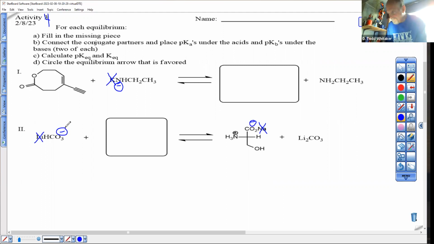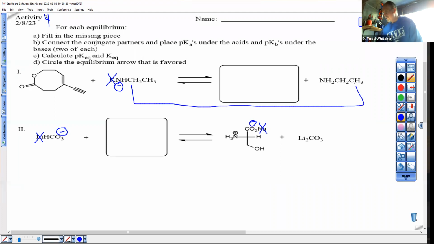Here's the secret. Find the pair that's already there. So don't try to find this guy's partner. Clearly not over here. It's going to be in the box. This guy has a partner right there. They're different by only H plus. That makes them a conjugate acid-base pair. Which of those two has the extra proton? The one on the right.